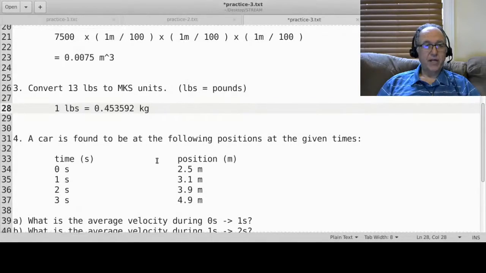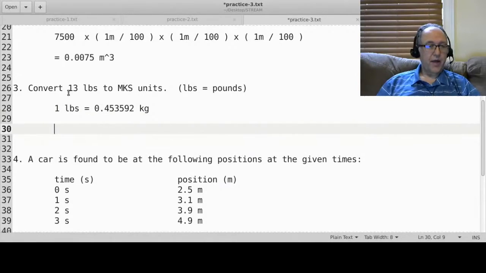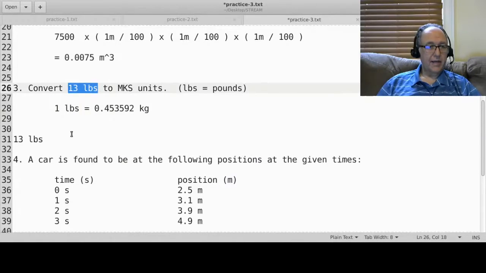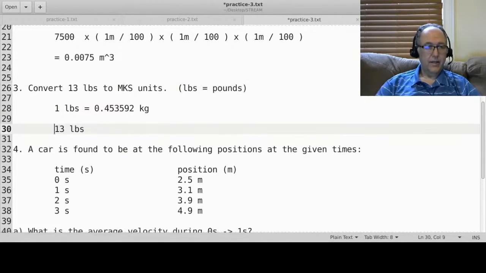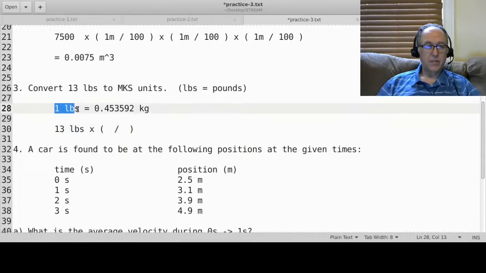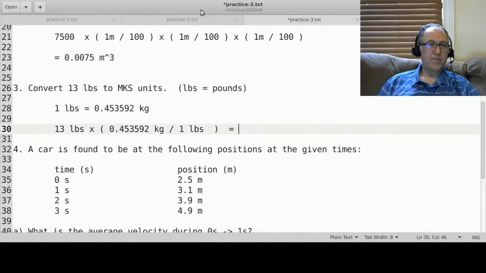And what fraction do you need here? Well, you've got 13 pounds like that. Okay. And so you're going to multiply, and you say, okay, how do I form this fraction? So you've got a numerator and denominator. You want to get rid of the pounds. So you want to put pounds in the denominator like that. And you want to put kilograms in the numerator like that. And there you go. And I'll just do that very quickly on my calculator here.